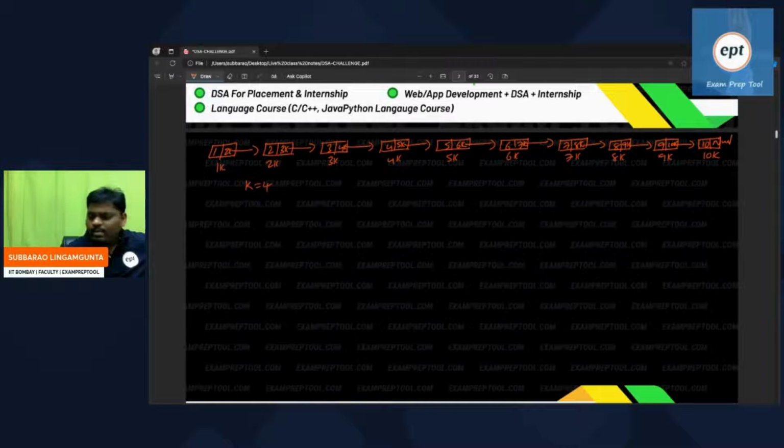Some people are saying, sir, suppose 4 nodes are not there, what should I do? If 4 nodes are not there, whatever is there, keep as it is, don't do reverse. Then what you do is, don't do anything. Whatever is there as it is, you return.